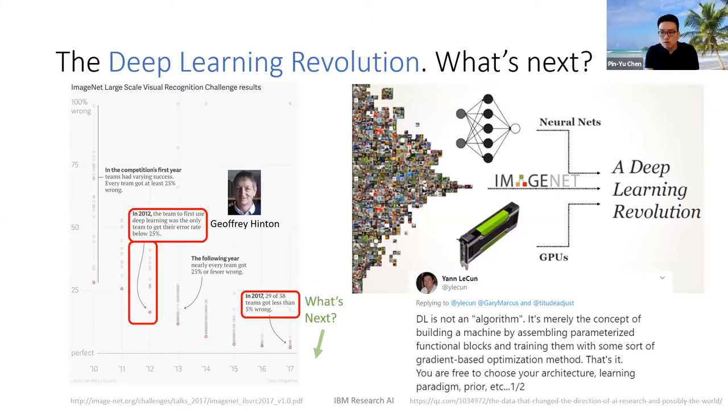Overall, to explain the deep learning revolution, I would say it's because we have a massive amount of data, we have high capacity and large models like neural nets, and we have sufficient computing power like GPUs to make the deep learning revolution happen. If you look at how Yann LeCun described deep learning, he would say it's not an algorithm anymore. It's a concept of building a machine by assembling parameterized function blocks and training them with optimization methods. So in a way, it's becoming a principle or a methodology rather than just an algorithm.